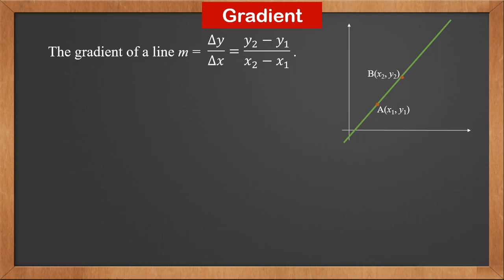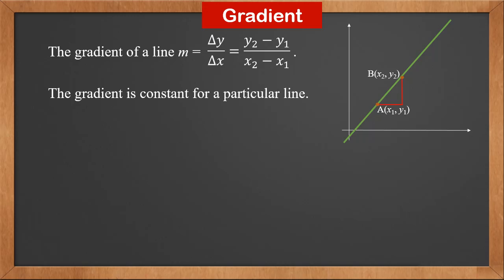The gradient of a line, m, is delta y over delta x, or change in y divided by change in x. Given any two points on the line, the gradient m is (y2 minus y1) over (x2 minus x1). The gradient is constant for a particular line.